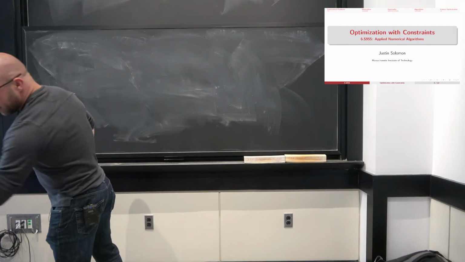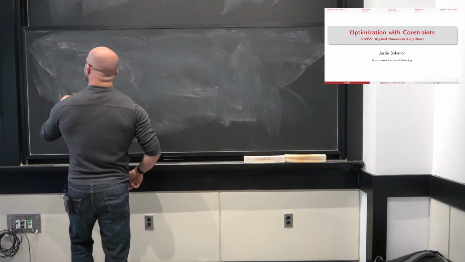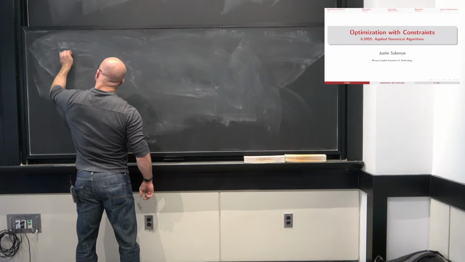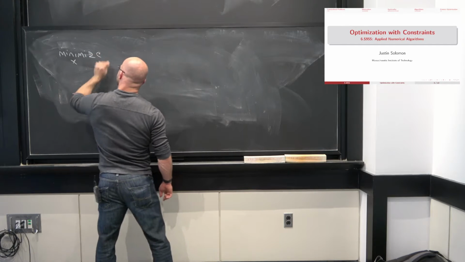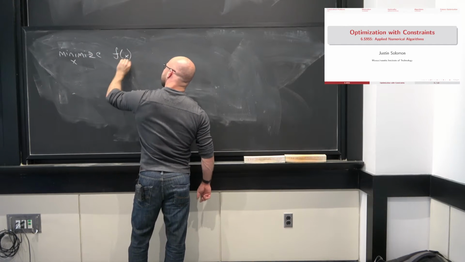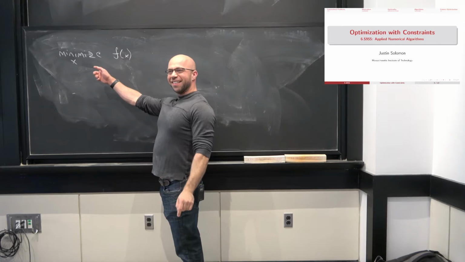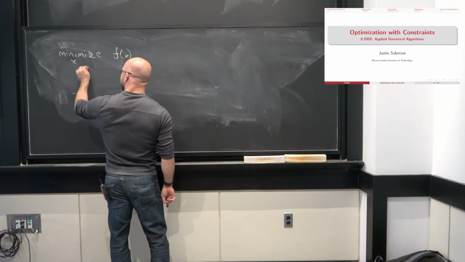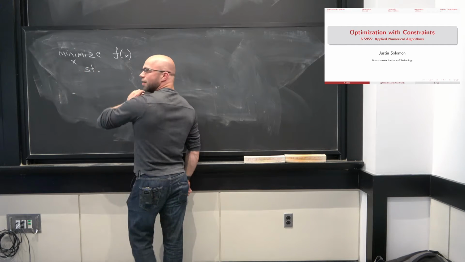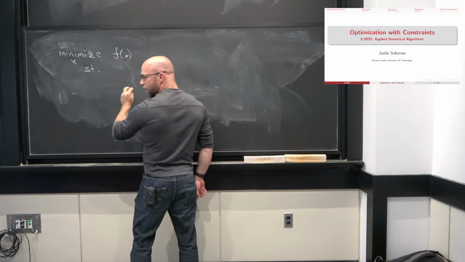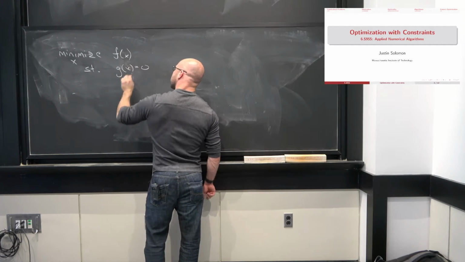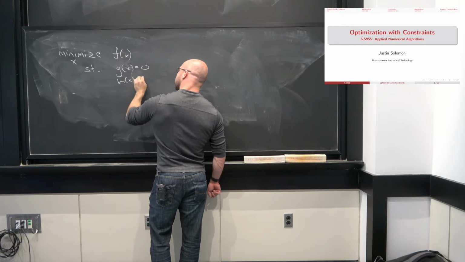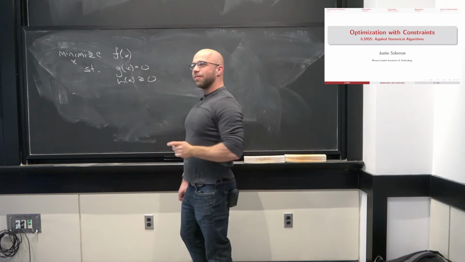So in general, of course, the kinds of problems that we want to solve here are to minimize, over maybe some unknown x, a function f of x. So far, this is what we've covered. But now we're going to say s.t., which is subject to, and we're going to add two constraints: g of x equals 0, and h of x is greater than or equal to 0.